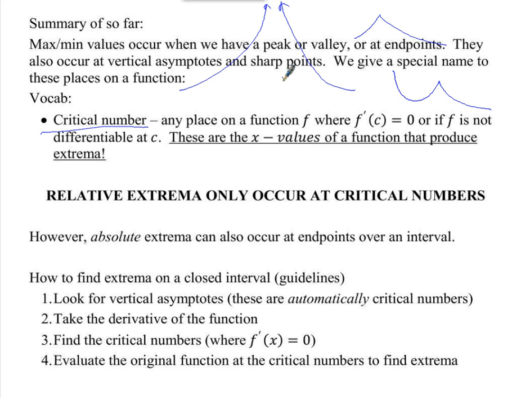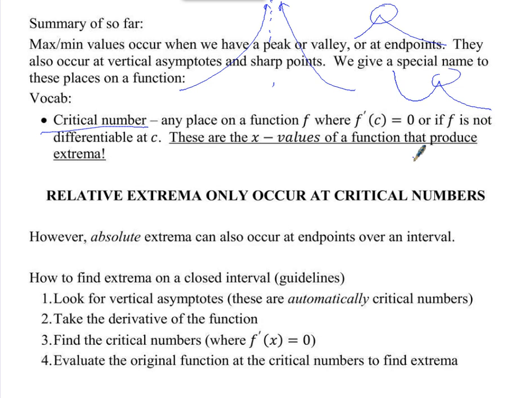So the function would not be differentiable at a vertical asymptote. The function would not be differentiable at sharp points. Those are also critical numbers. Places where you have division by 0, critical numbers. These are the x values, the values of the function that produce extrema.